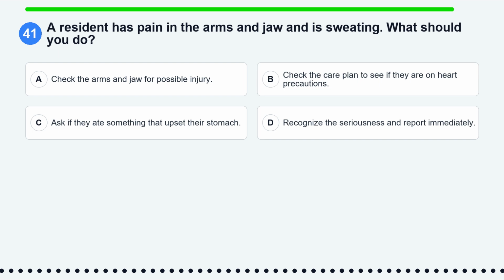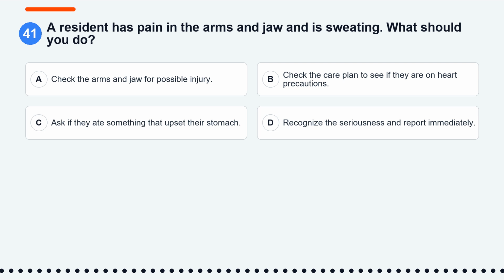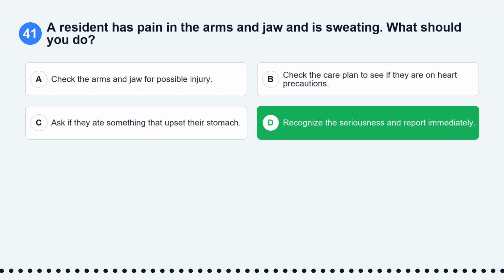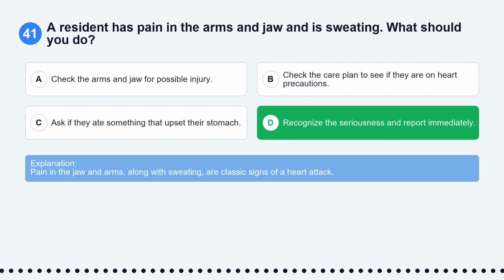Question 41. A resident has pain in the arms and jaw and is sweating. What should you do? Option A, check the arms and jaw for possible injury. Option B, check the care plan to see if they are on heart precautions. Option C, ask if they ate something that upset their stomach. Option D, recognize the seriousness and report immediately. The correct answer is option D, recognize the seriousness and report immediately. Pain in the jaw and arms, along with sweating, are classic signs of a heart attack.